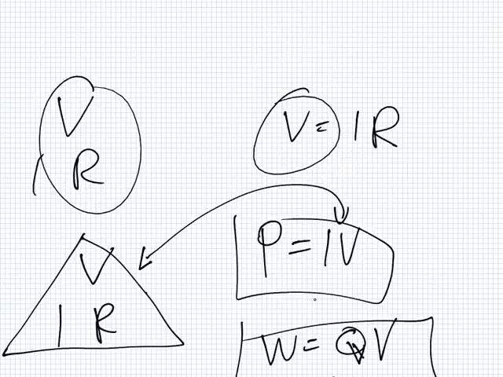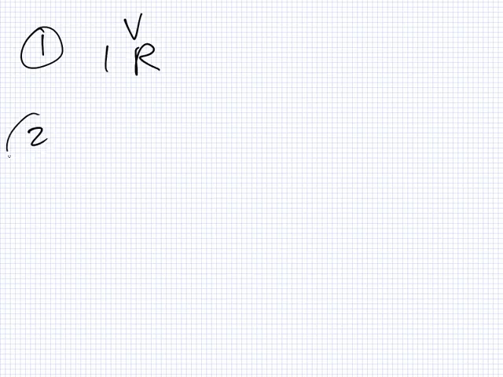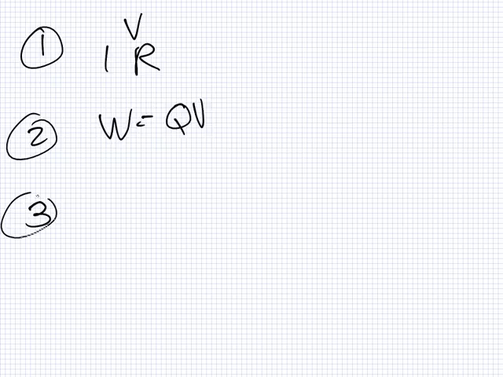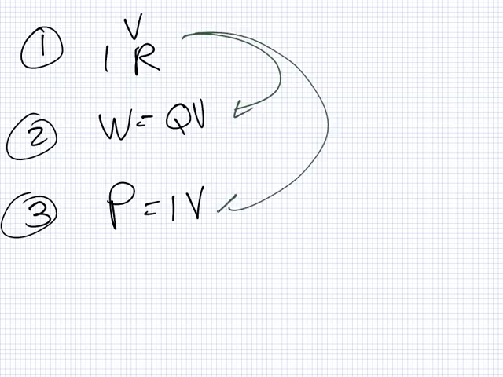Okay, so let's make that a little bit neater. Number one, you should remember your triangle. Number two, that W equals QV. And number three is P equals IV. And number one, you can put it into the two or three to make new formulas.